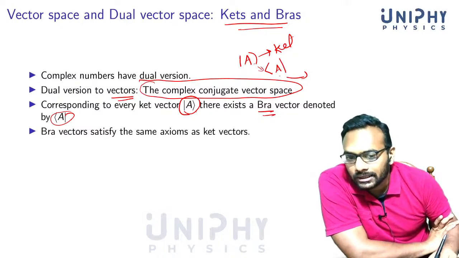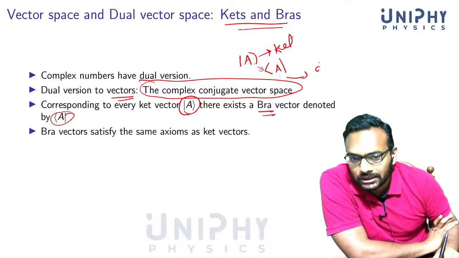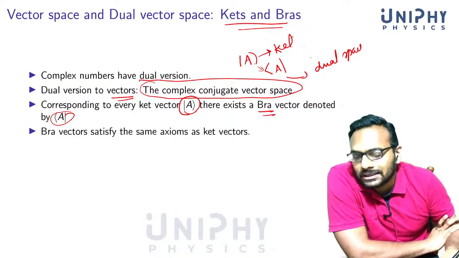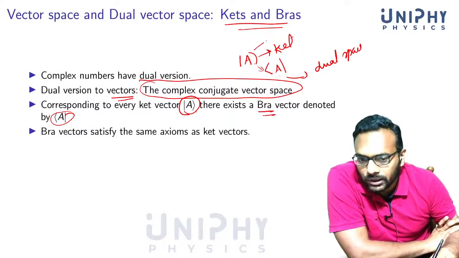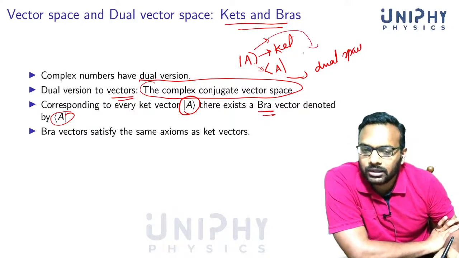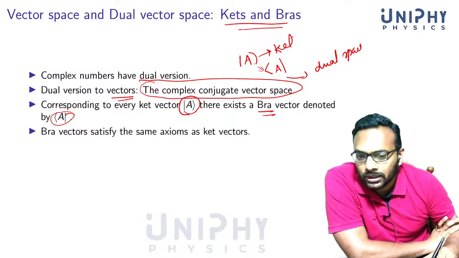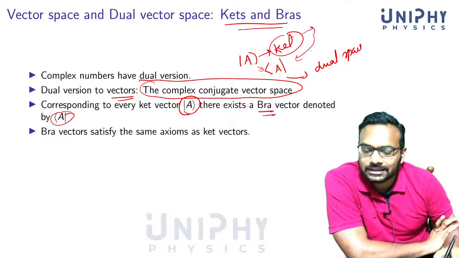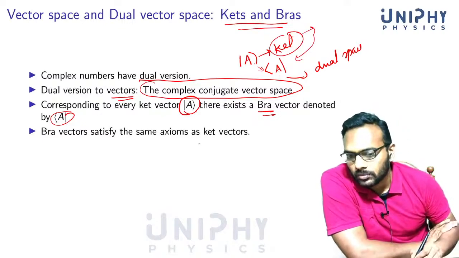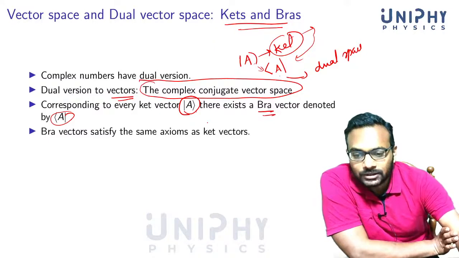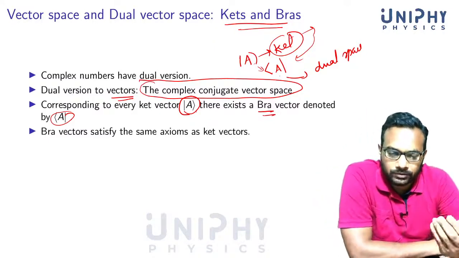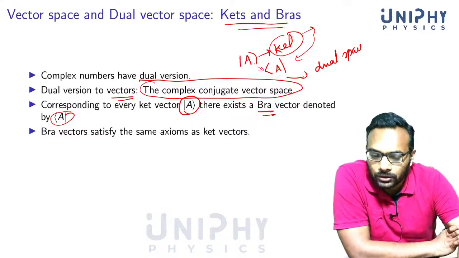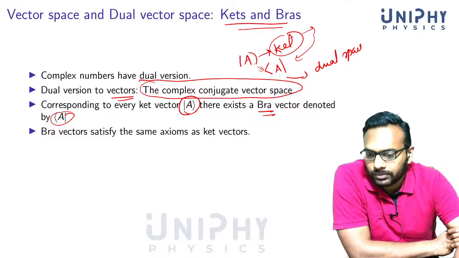The space of these bra vectors is known as the dual space. Which one you want to call the dual space is just a matter of convention. We usually call the space of kets the vector space and the space of bras the dual space. The bra vectors also form a Hilbert space, following the same axioms as ket vectors. Bra vectors also form a linear vector space.